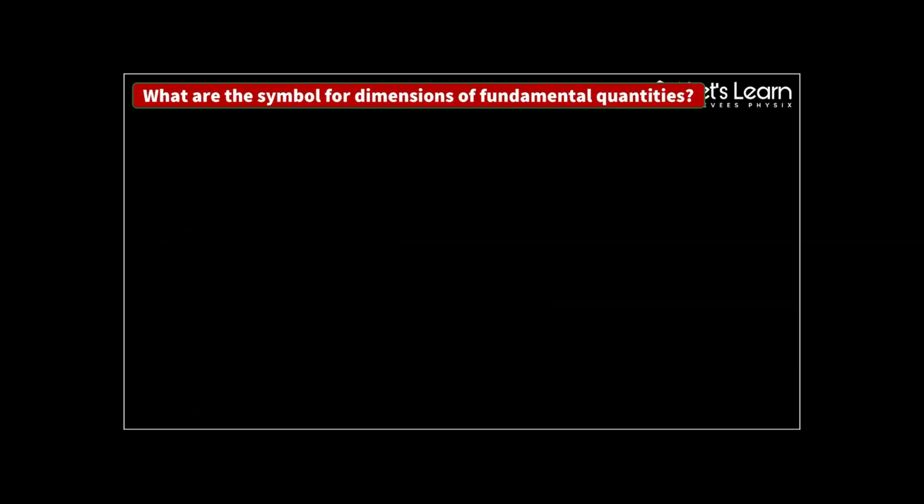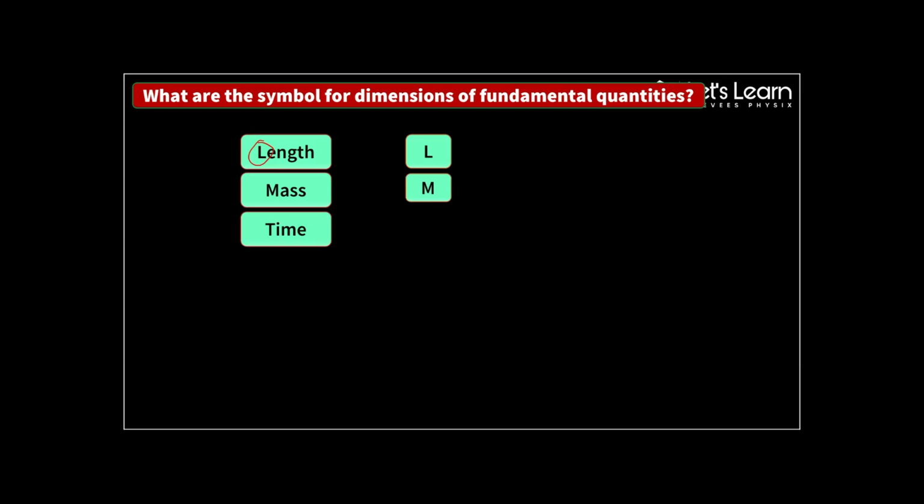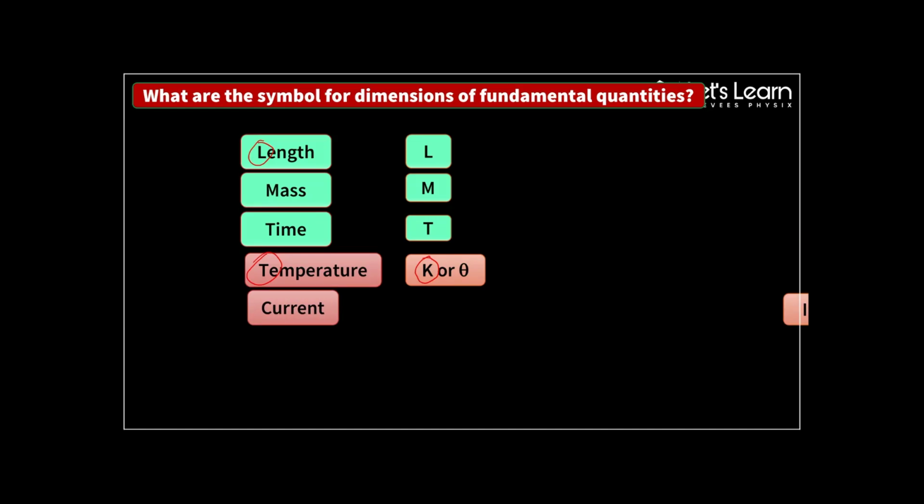What do you mean by the dimension of a fundamental quantity? For that, let's see the first fundamental quantity, which is length. The first letter of length, L, is the dimension of length. Same way, mass, M, time, T. But for temperature, we cannot choose T because it's already taken, so we go for the unit K as the dimension of temperature. Same way, for the dimension of electric current, we just go for the unit, which is ampere. These are the main 5 fundamental quantities and dimensions you have to deal with in grade 11 and 12.